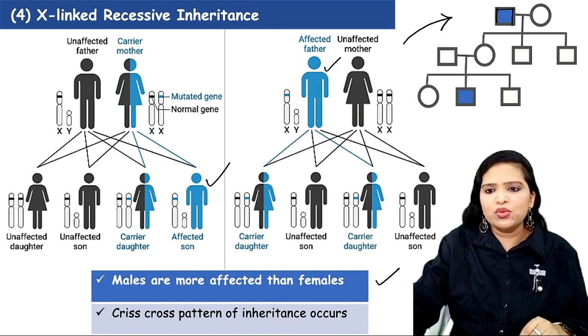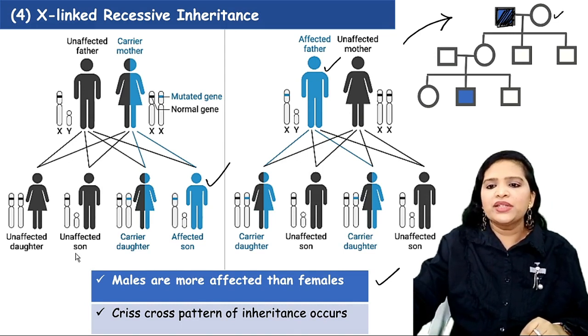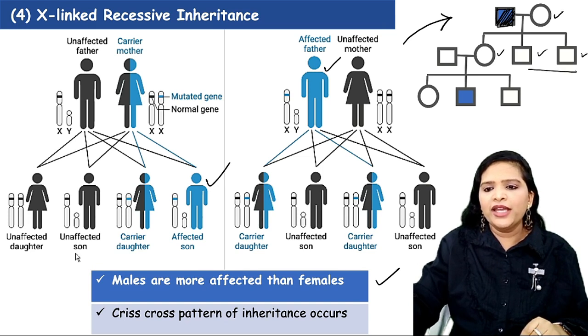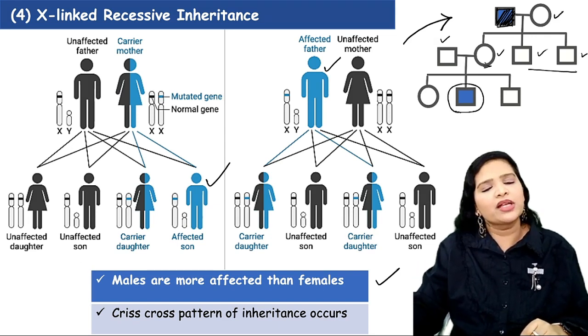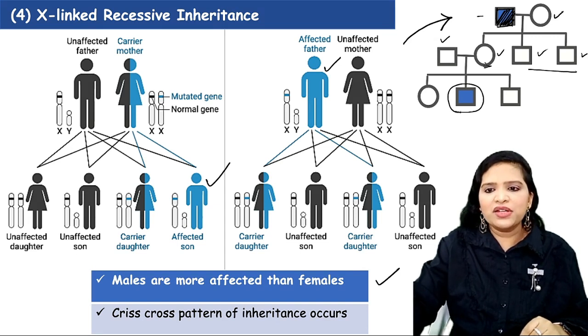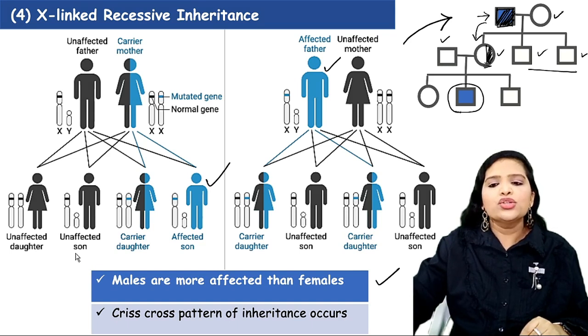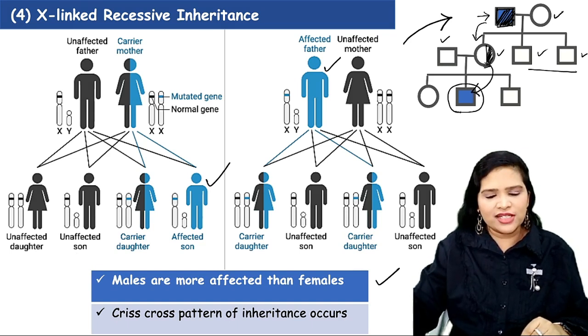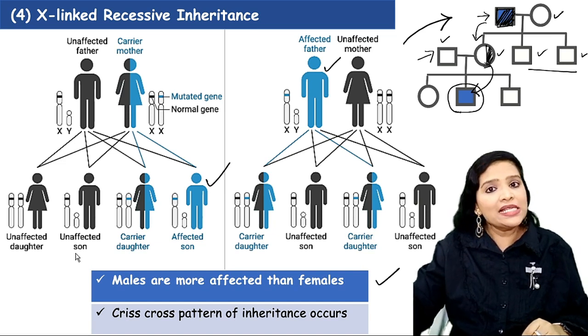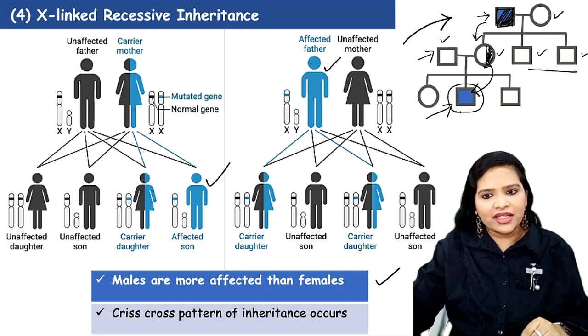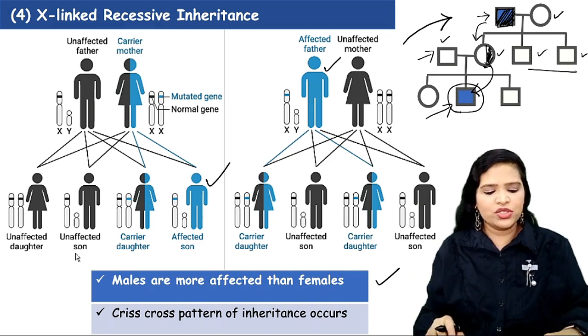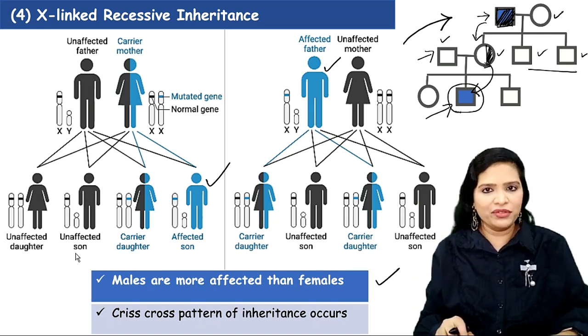See here, this blue shaded one is the affected father. This is an unaffected mother. They are having 3 kids, 2 boys and 1 girl. This girl is marrying a normal man, and they have one affected boy. How? Because the defective gene from the father is transmitted to the daughter. So the daughter here acts as a carrier, and through this daughter it passed to the next generation. So it skips the generation. Males are more affected. Daughters are the carrier. This is called the crisscross type of inheritance, which is X-linked recessive inheritance.